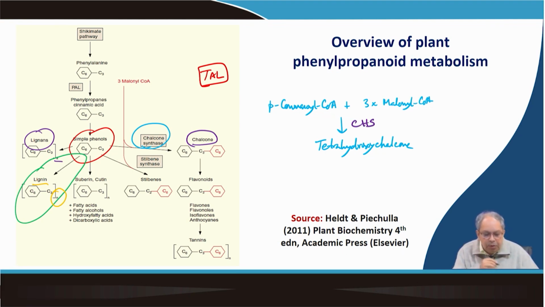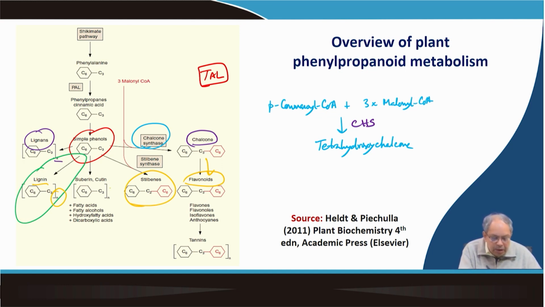Similarly, malonyl CoA joins with coumaryl CoA and it makes another structure which is called stilbene. So, stilbene and chalcone are subsequently converted into flavonoids, which constitute different classes like anthocyanins, flavonones, isoflavones, flavones, so many things.